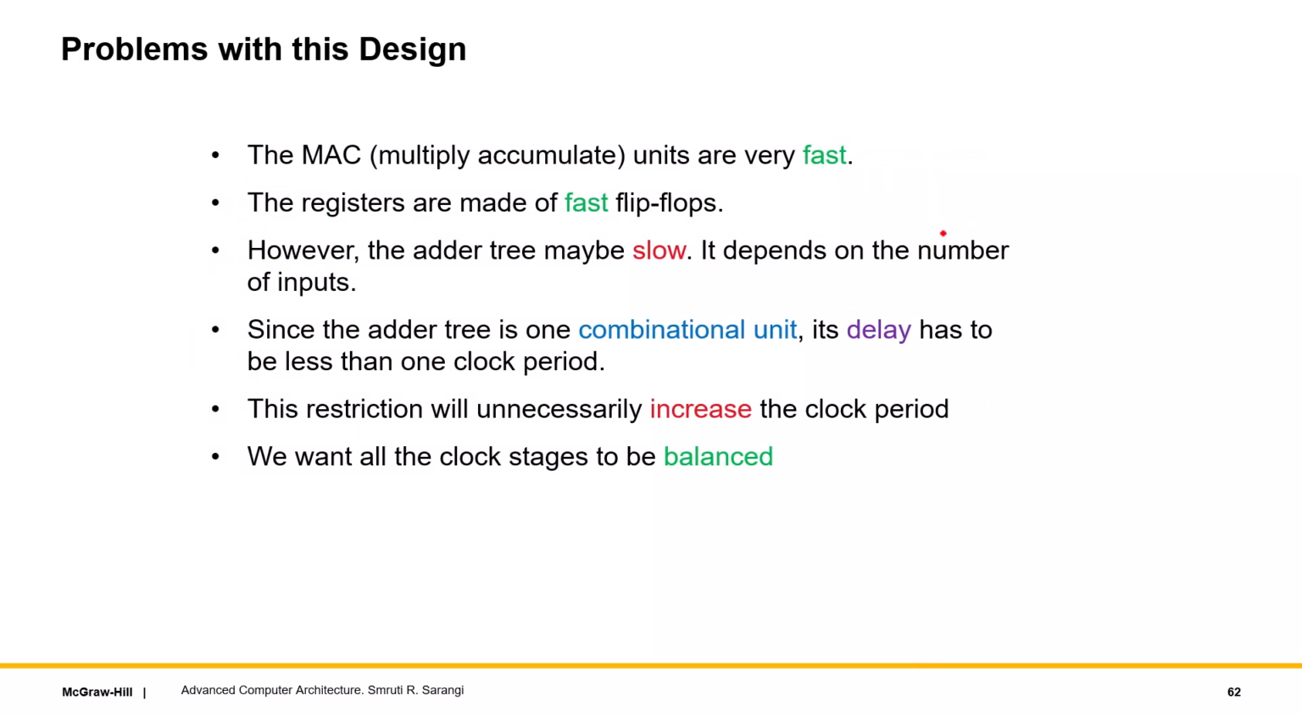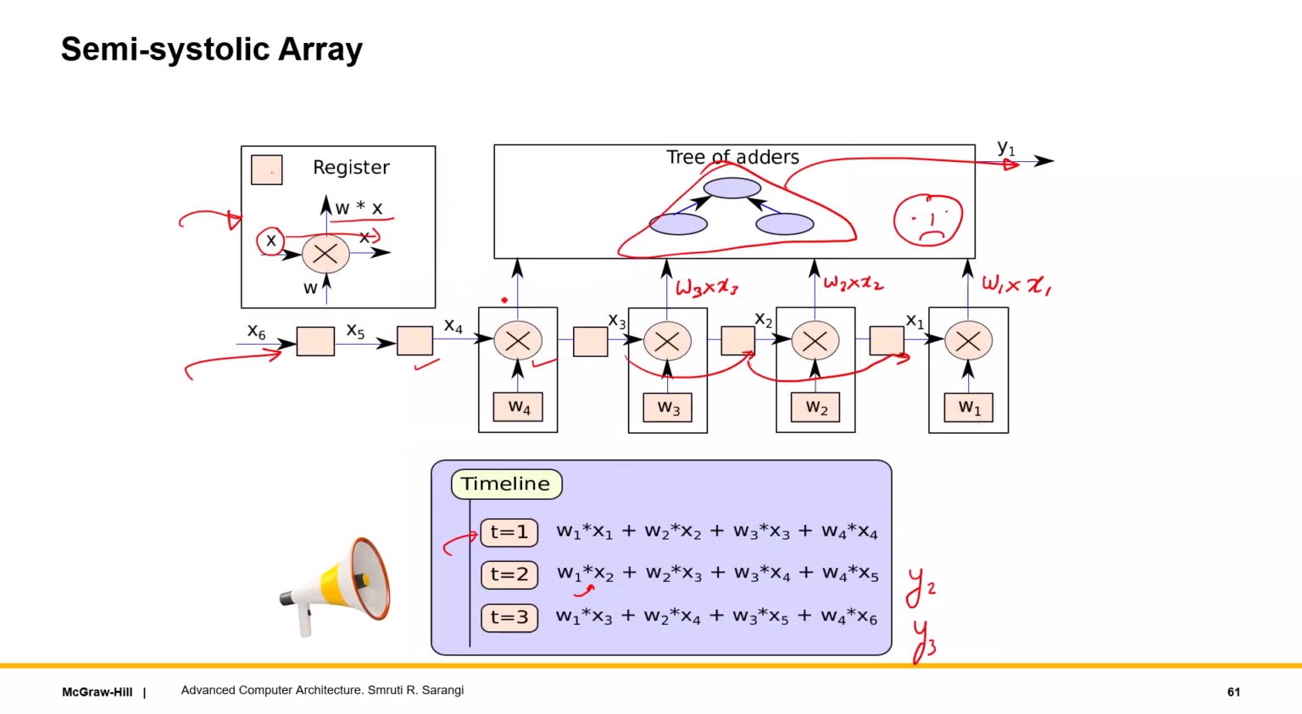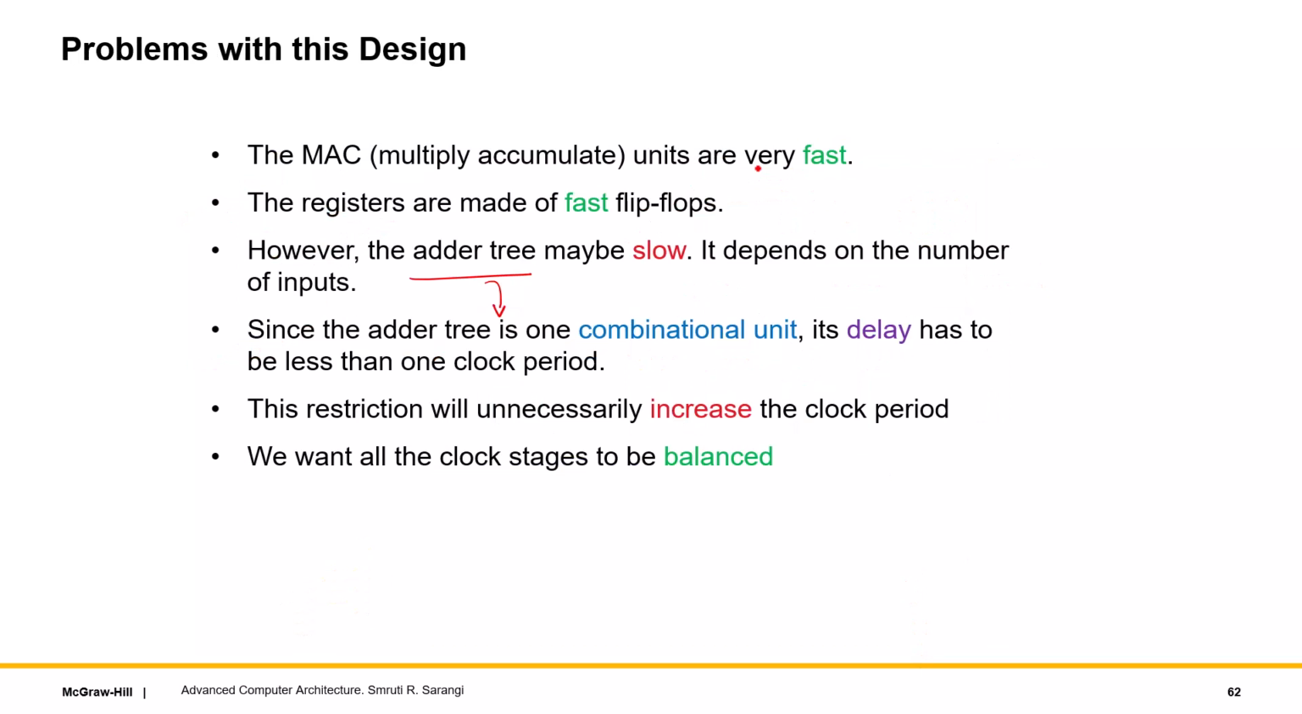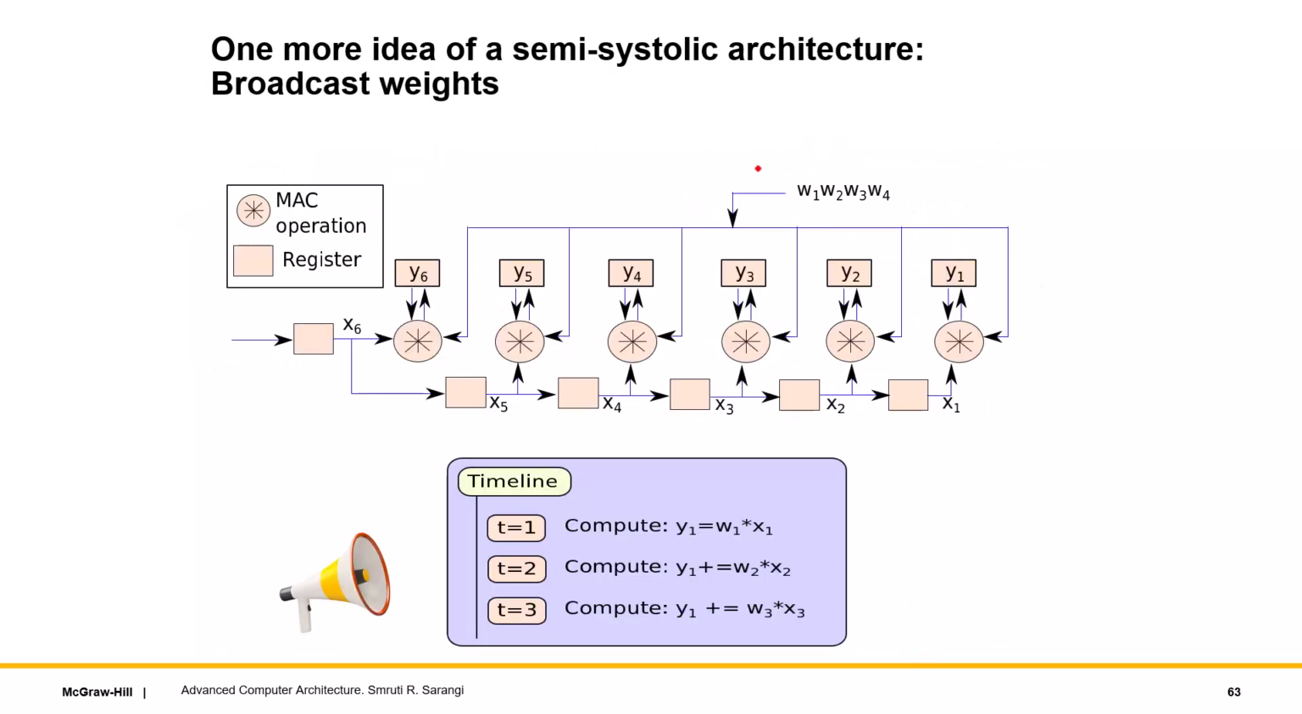So the problem with this design is the tree of adders. It will unnecessarily make the pipeline stages unbalanced and increase the clock period. Unless, of course, we decide to pipeline the tree of adders, which we can. We can add registers or flip-flops in the middle, like one layer here, here, and so on. It can be done, but it turns out that there are better ways of doing it.